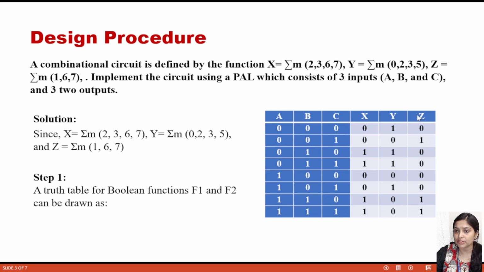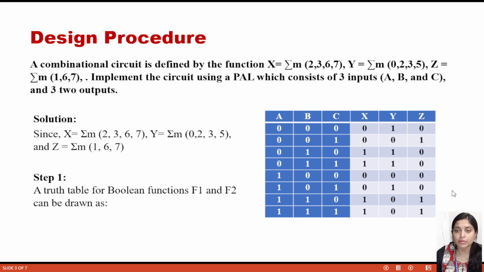X, Y, Z are the 3 outputs and A, B, C are the 3 inputs. With 3 inputs, as all of you know, there are 8 combinations from 000 to 111, and 3 outputs X, Y, Z. In the truth table, 2, 3, 6, 7 are the places where the output X is 1. It is 0, 1, 0 which means 2. Here 1 is mentioned, so it is 2. Here 3. Here 6, and 7. In this way y and z also.